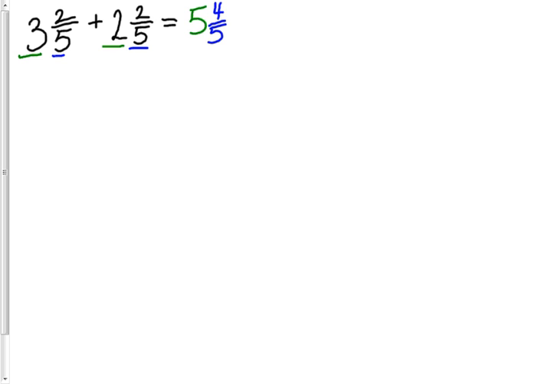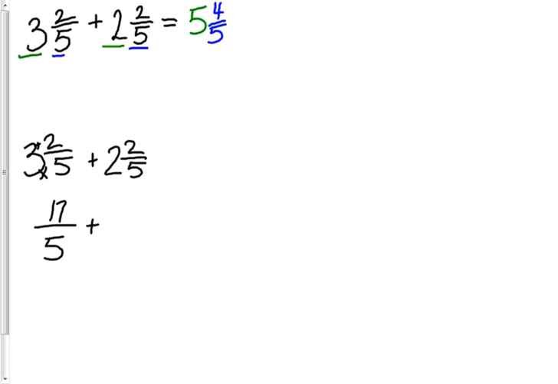We're doing things that you already know how to do. And one other strategy if you wanted to change it into improper fractions. So I'm going to rewrite our two fractions. 3 2/5 plus 2 2/5. 5 times 3 is 15, plus 2 is 17 over 5. We're turning them into improper fractions. Plus 5 times 2 is 10, plus 2 is 12/5. And I know my denominator is going to stay the same. Now 17 plus 12. So I know 17 plus 10 is 27, plus 2 is 29.